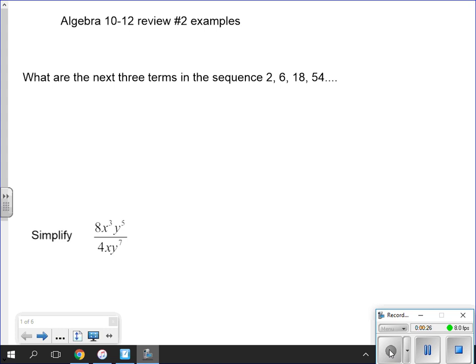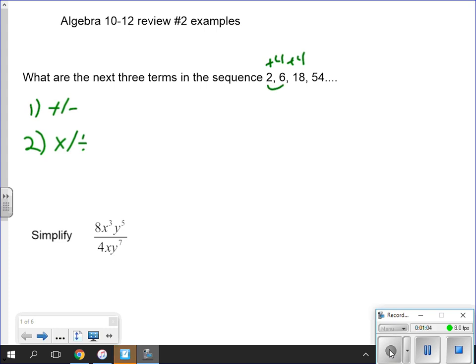So the first one here is, what are the next 3 terms in the sequence? 2, 6, 18, and 54. So here's what you want to do. You want to check, do I get to the next term by adding or subtracting? Do I get from 2 to 6 by adding or subtracting? And then from 6 to 18, do I add or subtract the same thing each time? So to go from 2 to 6, I would add 4. If I add 4 again, am I going to get 18? No. So then, if that doesn't work, I try by multiplying or dividing by the same thing.